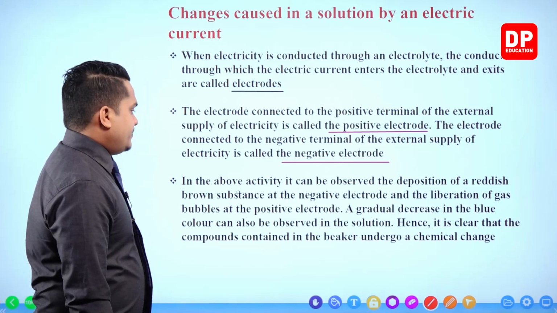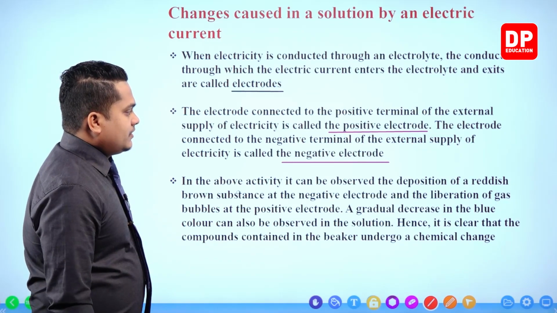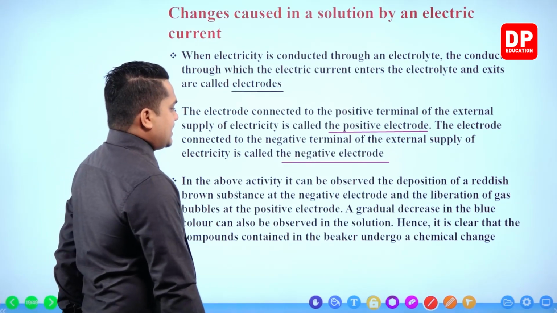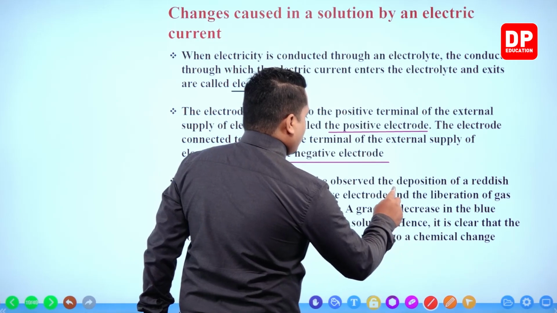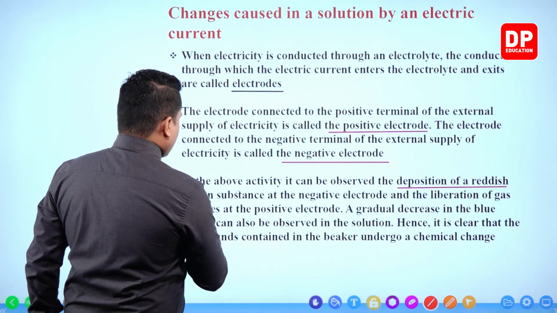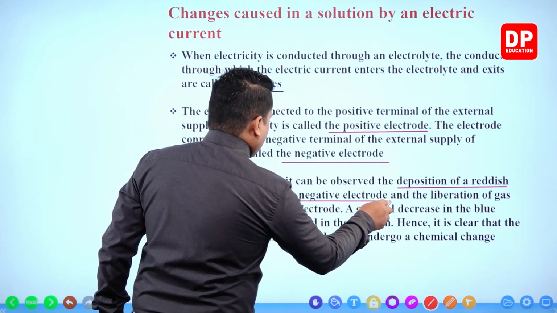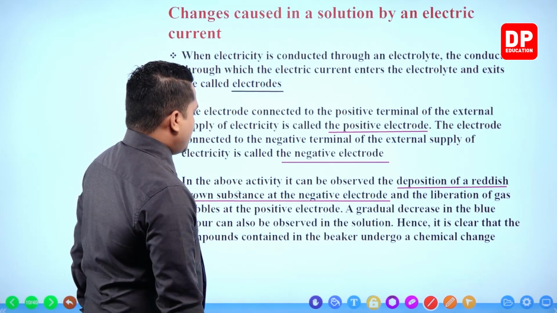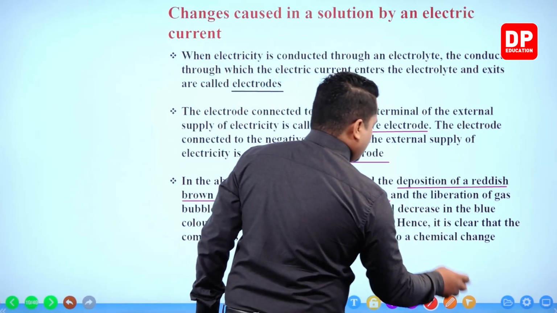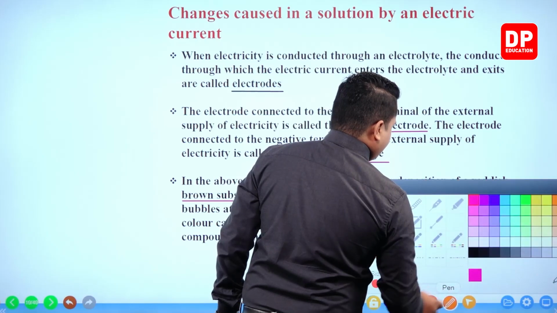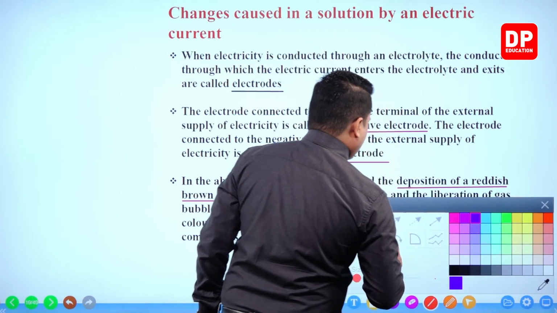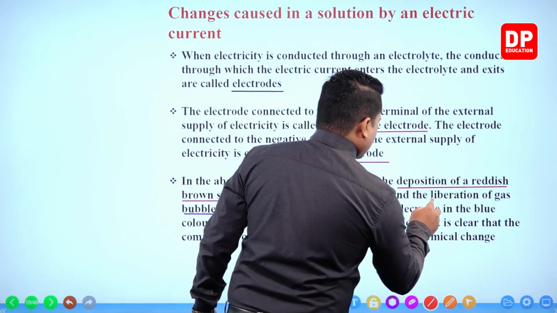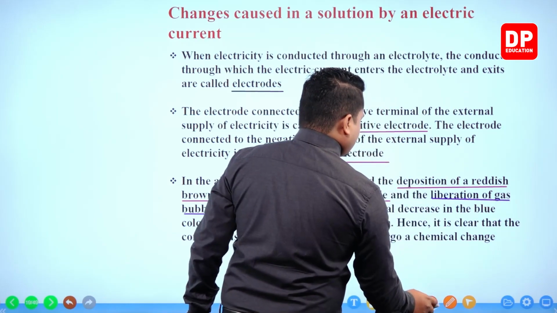So the next point: in the above activity it can be observed the deposition of a reddish brown substance at the negative electrode. So we wrote this, deposition of reddish brown substance at the negative electrode. Liberation of gas bubbles at the positive electrode. Liberation of gas at the positive electrode.